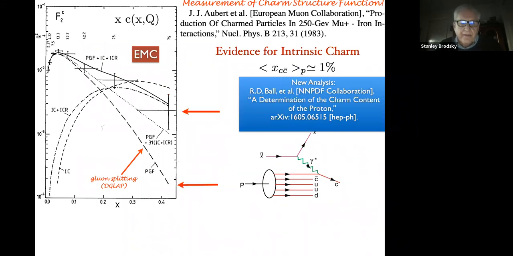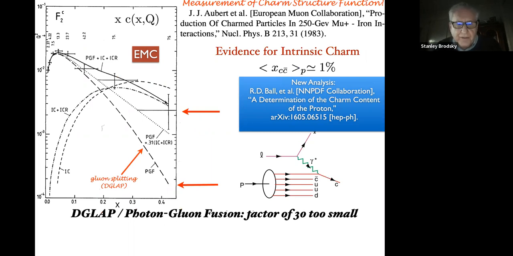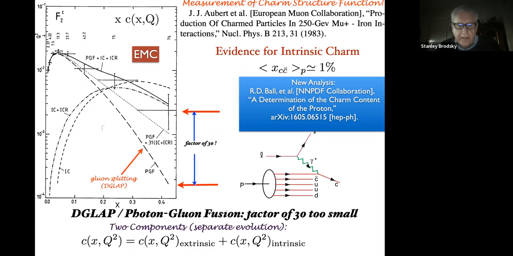And there's data on this, goes way back to 1983, where they found, in fact, that the charm structure function indeed is at high x much larger than was predicted from DGLAP evolution gluon splitting, because using the multiple gluon coupling to the charm quark. And this factor of 30 then is explained by having 1% intrinsic charm of the proton. So really there's two components, the extrinsic, which is the normal DGLAP evolution, and the intrinsic contribution.